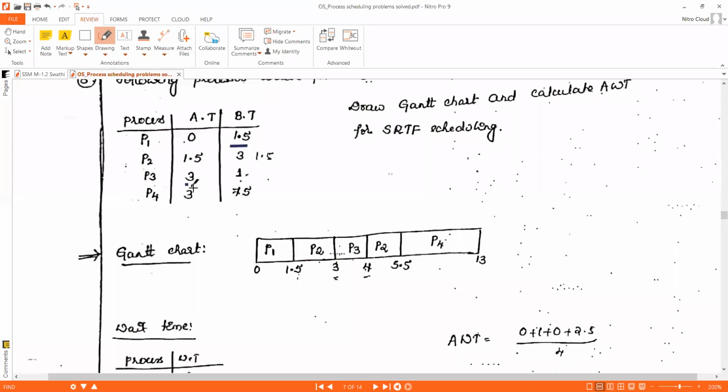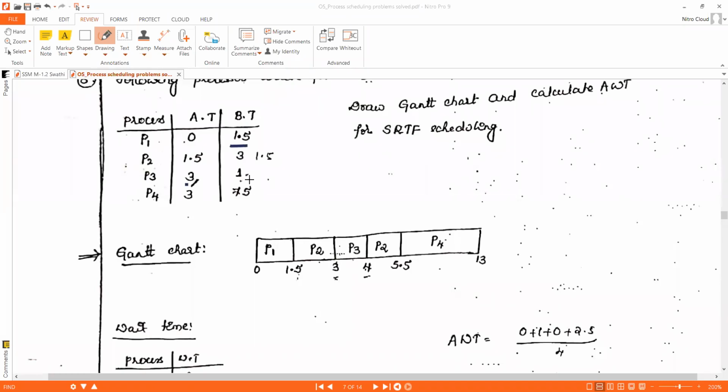At clock time 3 milliseconds, process 3 will arrive in the ready queue. Now, what is process 3's burst time? Process 3's burst time is 1 millisecond. Process 2, which is already executing inside the CPU, has a remaining burst time of 1.5 milliseconds. 1 millisecond is shorter than 1.5 milliseconds. So the operating system will preempt process 2 from the CPU and process 3 will be allocated to the CPU. Process 3 will start executing and will run for 1 millisecond.